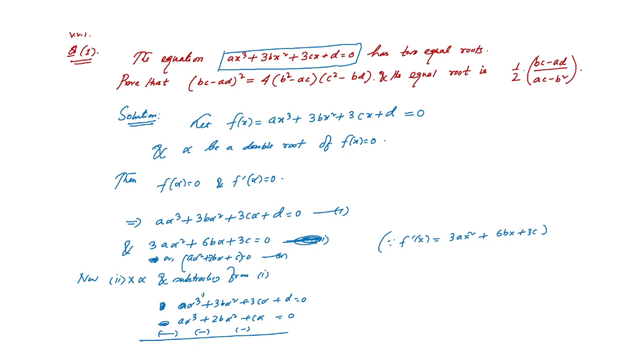So that means this is out. So b alpha square plus 2c alpha plus d equals to 0. This is equation number 3. So what is equation number 2? A alpha square plus 2b alpha plus c equals to 0. This is our equation number 2.